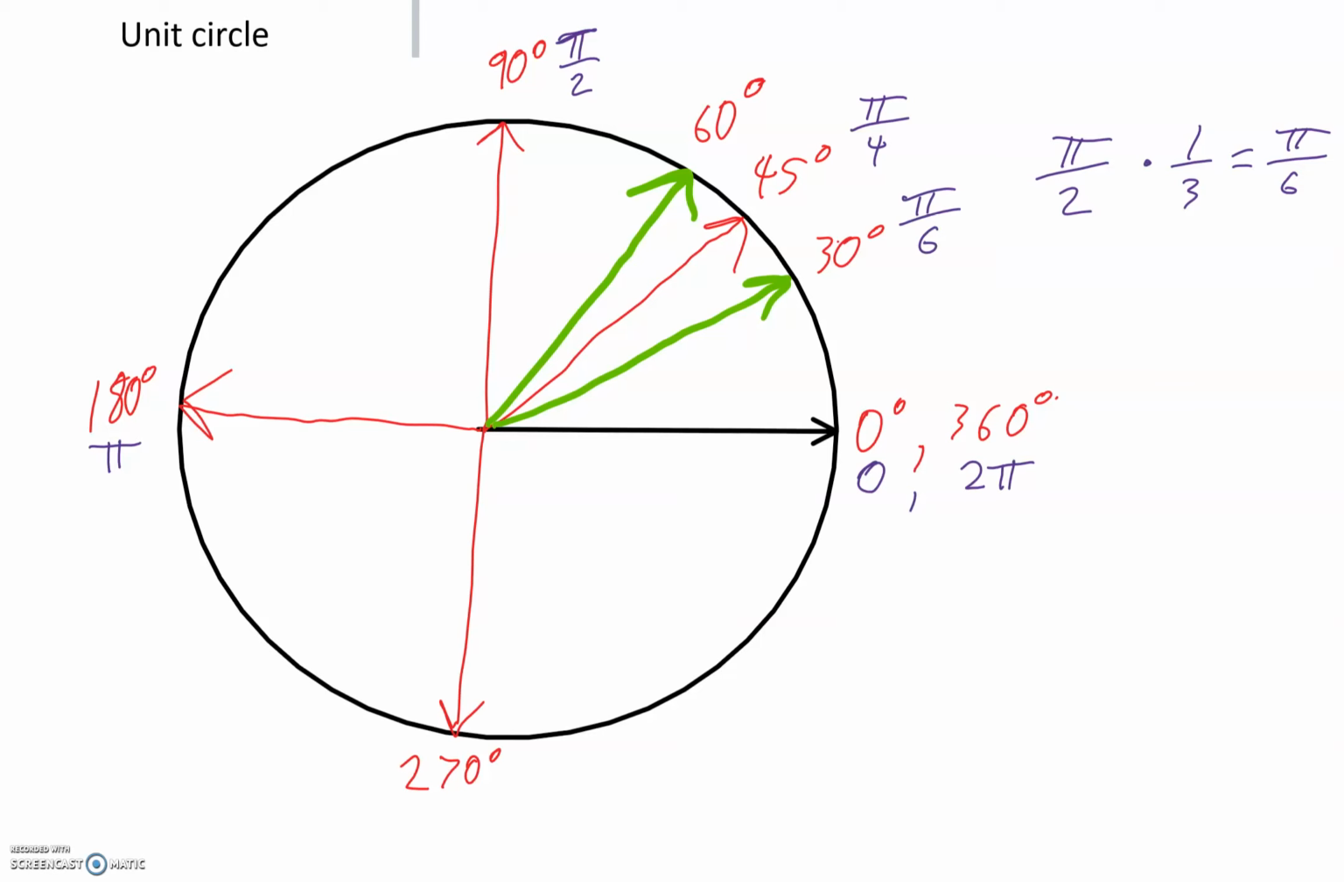Okay, looking back at 60, well, it's 2/3. So we're going to do this same sort of thing here. 2/3. And so we're going to be able to get pi over 3 as our answer.